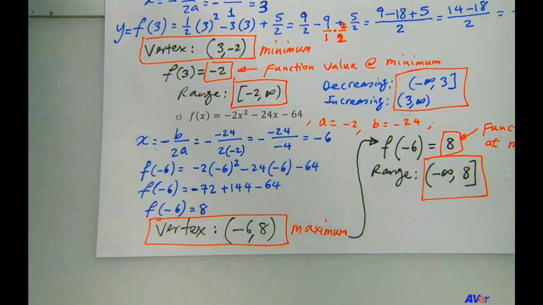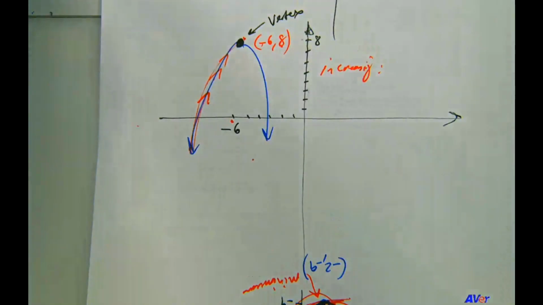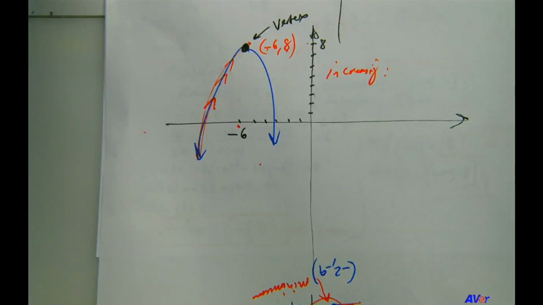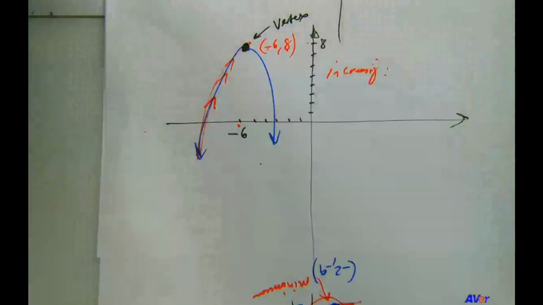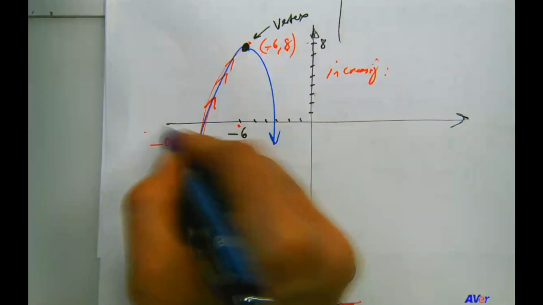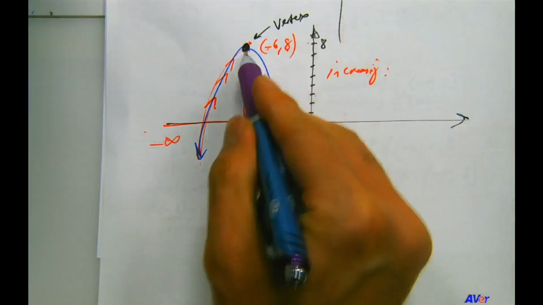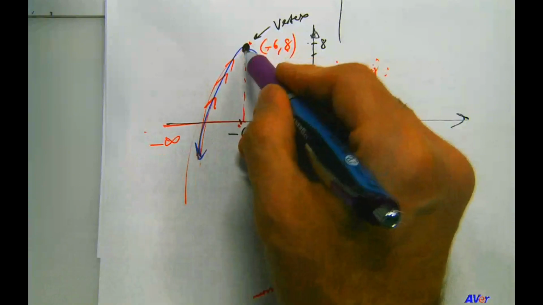Now let's discuss where the function is increasing or decreasing. Let me bring this down a little bit, like that. Okay, so reading the graph from left to right, it is increasing from negative infinity all the way to what x value? Negative 6. It's increasing from negative infinity to negative 6.